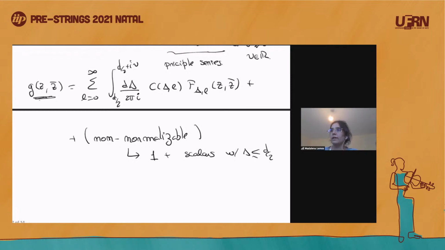Okay, and then the point of this complete basis is that it's orthonormal, in the sense that if I integrate two of these together, then I get a delta function in the spin and a Dirac delta function in the imaginary part of the dimension.